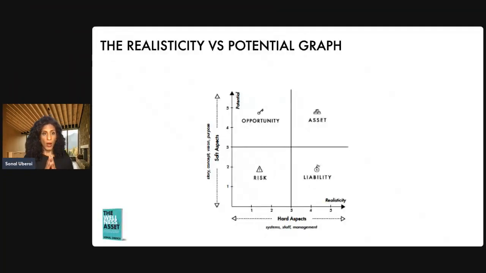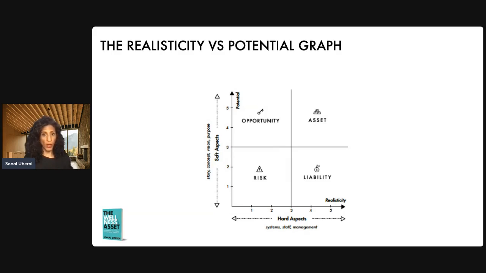So what exactly is the realisticity versus potential graph? It is a measure that tells you the potential of your wellness concept and how realistic it is to implement. It maps out the realisticity of the project against its potential in 4 quadrants: risk, opportunity, liability, and asset. Those are the 4 different types of wellness offerings you have. I designed the graph because, in my experience, I found it pivotal to consider both the realisticity as well as the potential of any wellness project I'm working on.